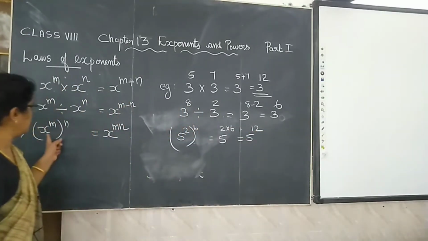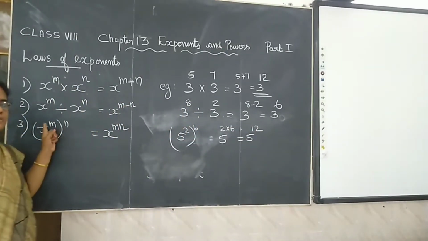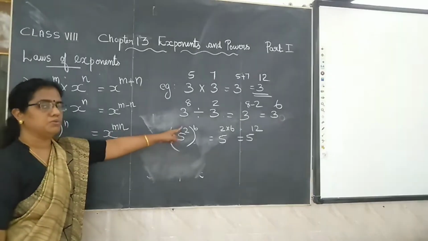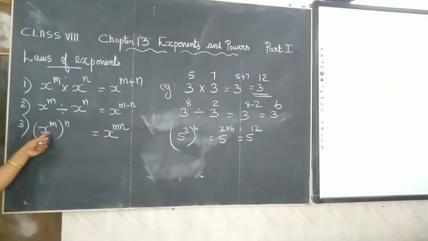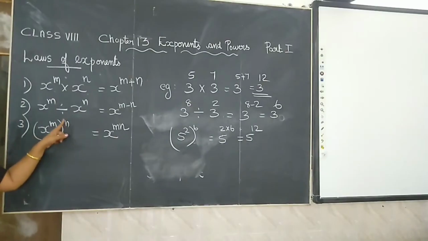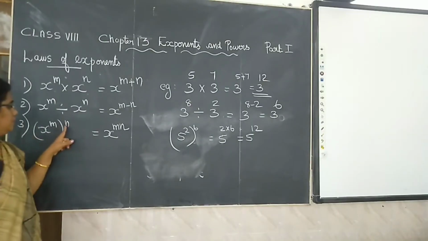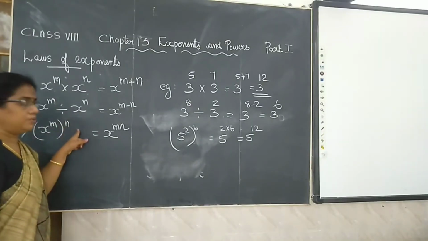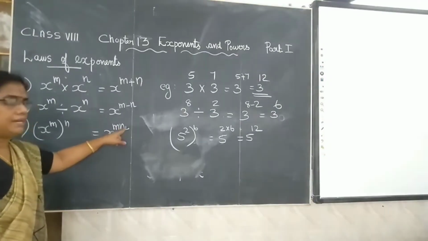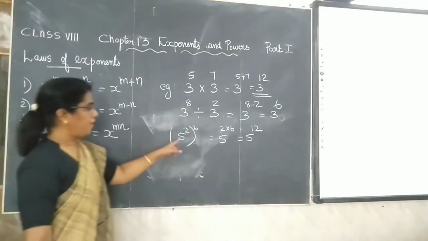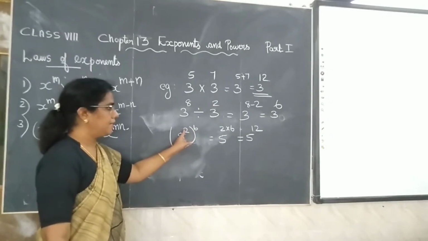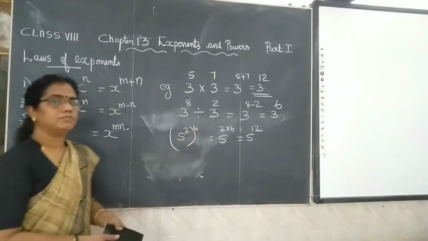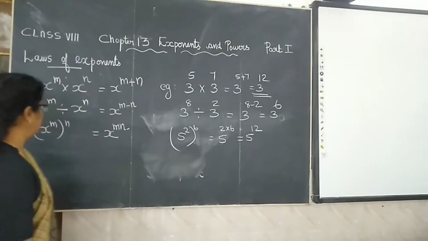That is x raised to m, here it is 5 raised to 2, then whole raised to 6. Here it is x raised to m whole raised to n. Therefore, x raised to m whole raised to n becomes x raised to mn. And here 5 raised to 2 whole raised to 6, we multiply the powers. Therefore, it becomes 5 raised to 12.